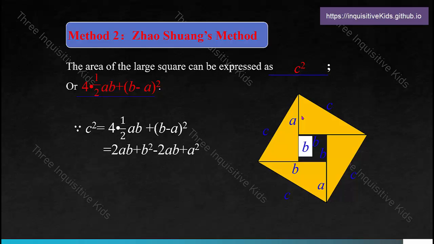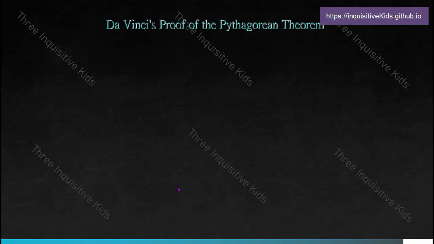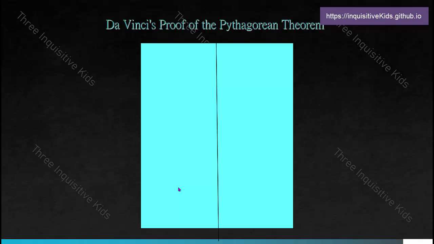So 2AB plus B squared minus 2AB plus A squared equals A squared plus B squared, which equals C squared right here. So A squared plus B squared equals C squared. And this is Da Vinci's proof of the Pythagorean theorem.